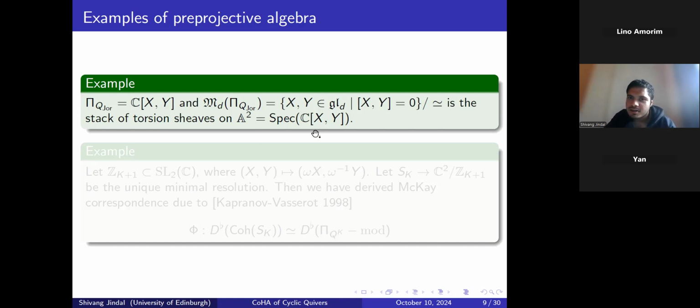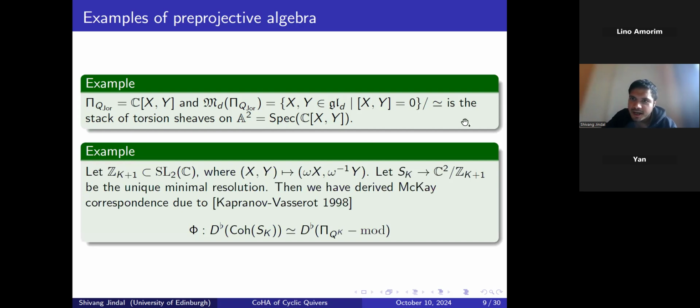The case which we are interested in is the case of the cyclic quiver, where these are not exactly the same, but they are close enough. In a sense, we take a cyclic subgroup of SL2, embedded by taking a primitive root of unity and its inverse on the diagonal. This group acts on C2 by taking x and y to omega x and omega inverse y, where omega is the primitive root of unity.